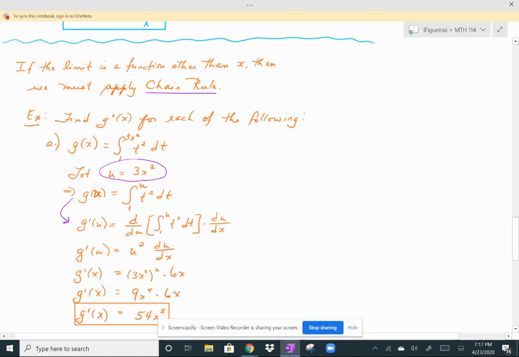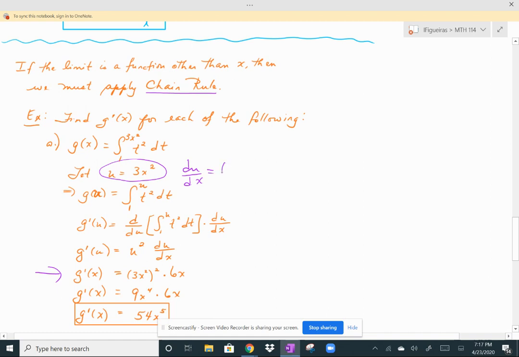So I'm going to do that. So g prime of u is equal to just u squared. So this part is easy. We just replace the t with u times the derivative of u, du dx. But what is du dx? du dx is 6x. So in this next line, I'm going to replace everything back in terms of x.